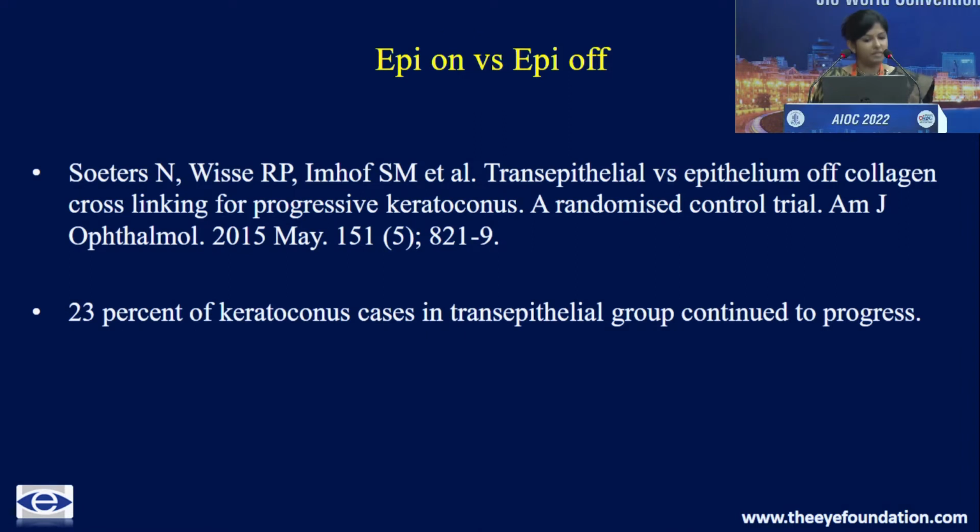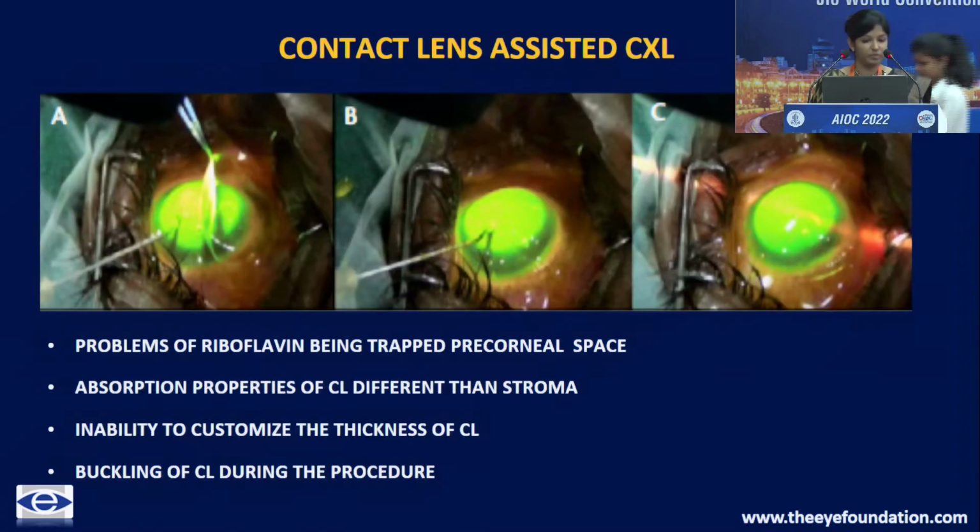So there have been studies that have compared epi-on and epi-off techniques. They have shown that 23% of keratoconus cases in the epi-on technique have still gone on to progress, but with these adjuvant methods, that value should be lesser.